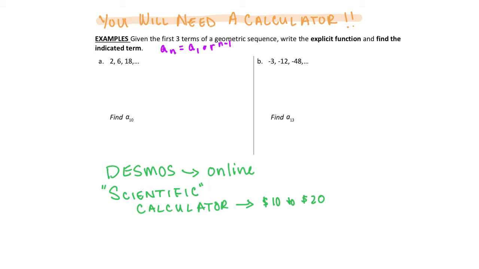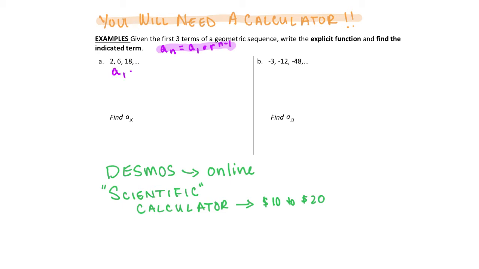In our last video, we learned the explicit rule, which is right here. To find any term in our sequence, we take the first term and multiply that by the common ratio raised to n minus 1. So let's take a look at how we can write our function for our first question here.